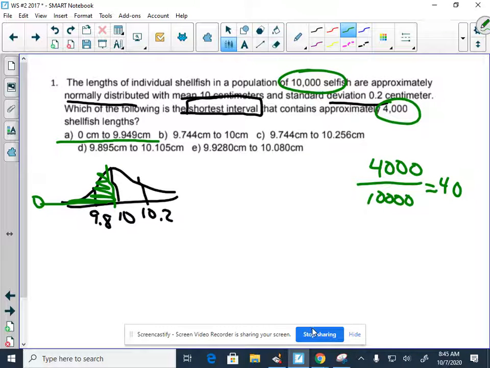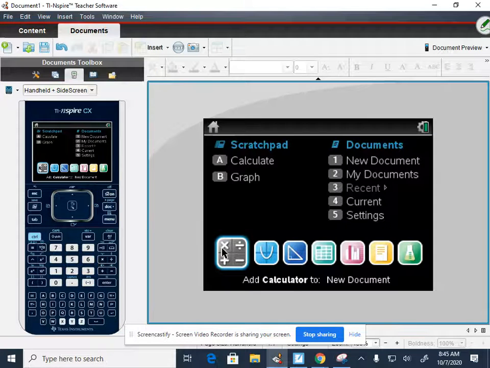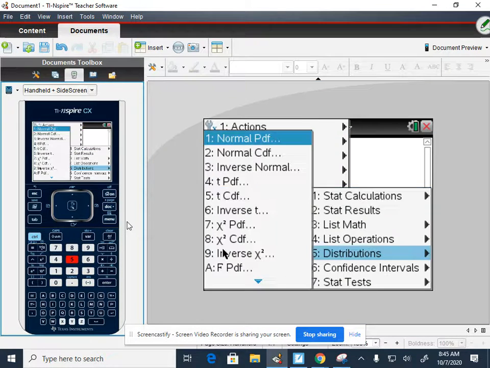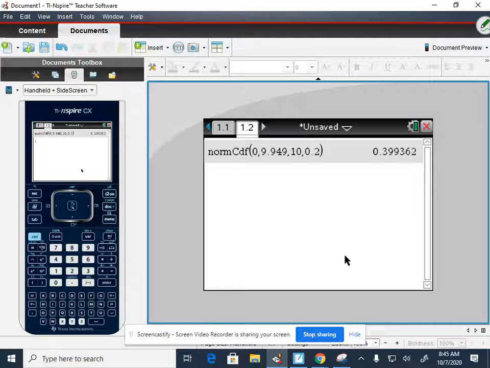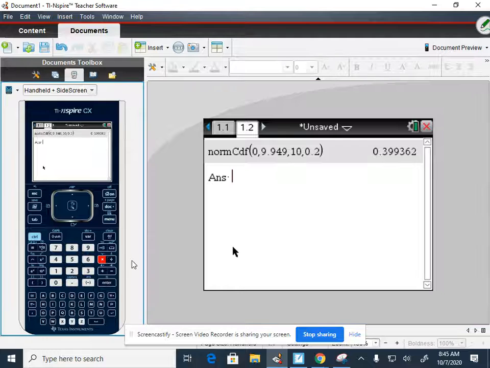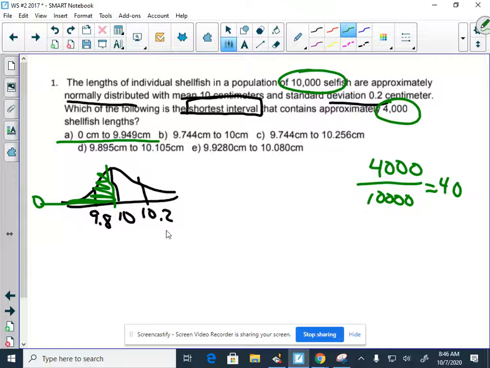We're going to grab our calculator and try this. We're going to go menu 652. We're going to go from 0 to 9.949. The mean is 10 and the standard deviation is 0.2. And here's what it says. That would be about 40%. It's 39.93%. If you were to multiply that by the 10,000 shellfish, you would have about 4,000 shellfish. Okay, so right away we might say, well, that's the answer.